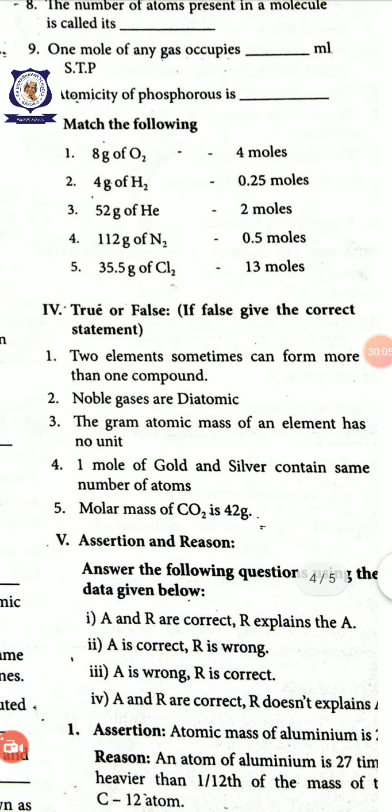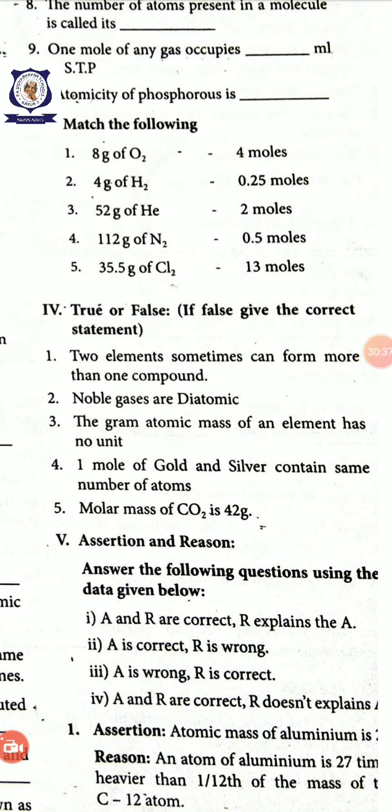The gram atomic mass of an element has no unit? Normally relative atomic mass has no unit, but gram means it should be expressed in grams, so it has the unit gram. 1 mole of gold and silver contains the same number of atoms. It is true. Not only silver or gold, any element or substance equal to 1 mole contains the same number of atoms.